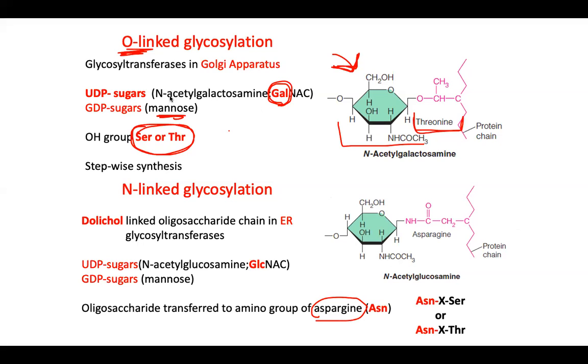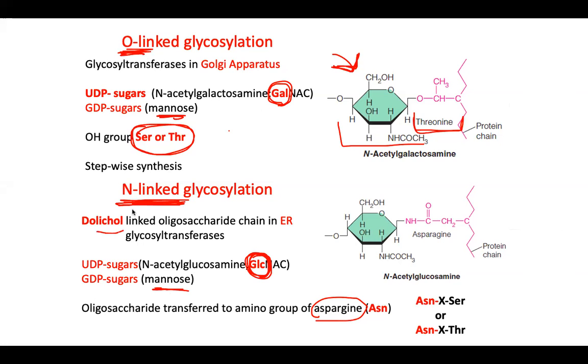N-acetylgalactosamine. The reason I'm emphasizing that is because if I move over to N-linked glycosylation, the sugar can also be mannose, but it's going to be N-acetylglucosamine. So N-acetylgalactosamine is the sugar in O-linked glycosylation, and N-acetylglucosamine is the sugar in N-linked glycosylation. That's also important to know.